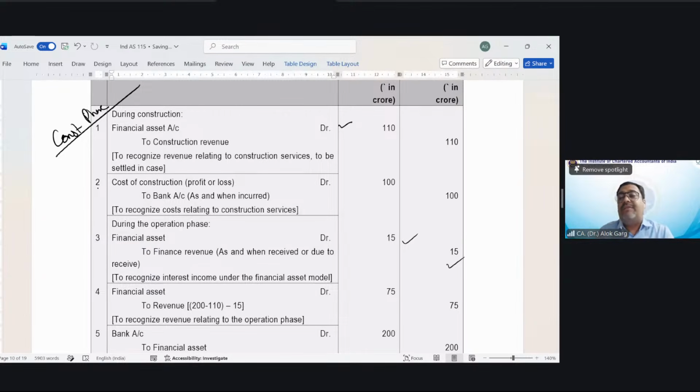Now, my dear friends, the total amount you have to receive is 200 crores. You have recognized a revenue of 110 crore as a construction phase. You have already recognized a revenue of 15 crore, given in the question, as finance income. What is the residual you have? You have 75 crore. This 75 crore revenue has to be recognized again. Financial asset to revenue. This is a maintenance revenue.